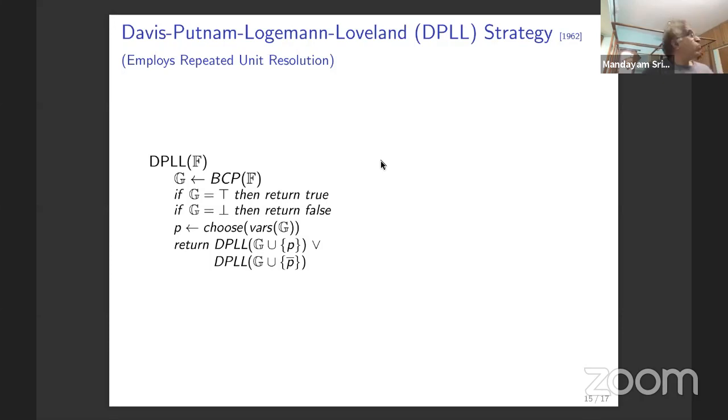But today, I will introduce you to the basic form of the DPLL strategy. It employs repeated unit resolution. I have a slide here. It uses something called Boolean constraint propagation. That's what it's called in DPLL, but it's basically unit resolution.